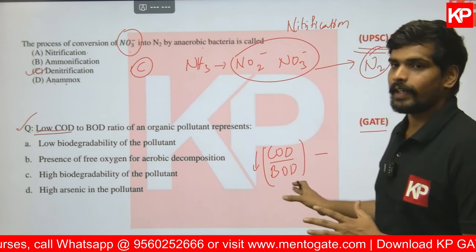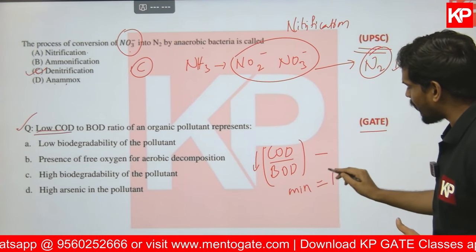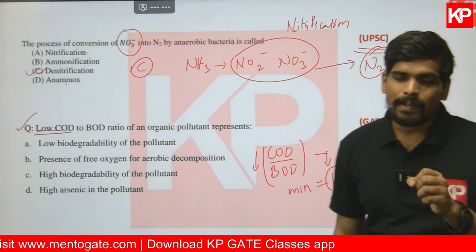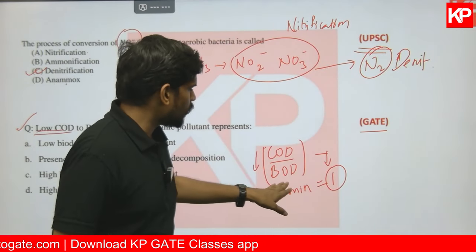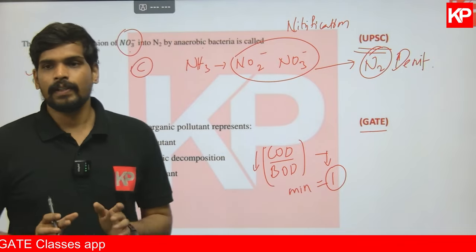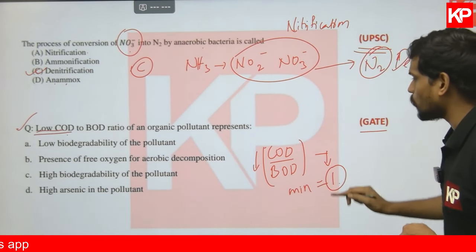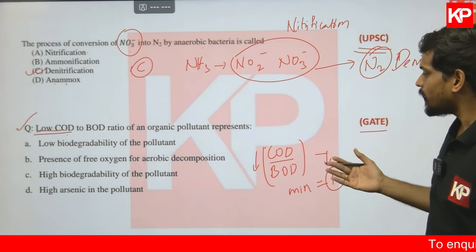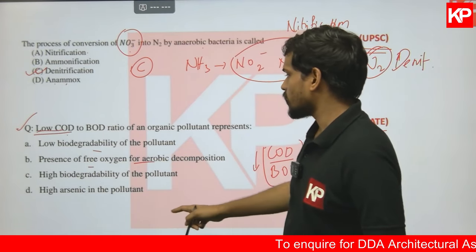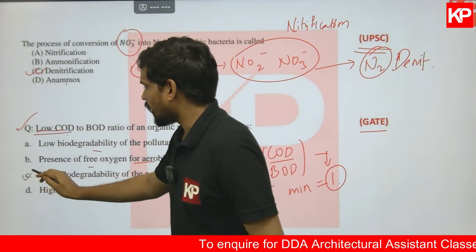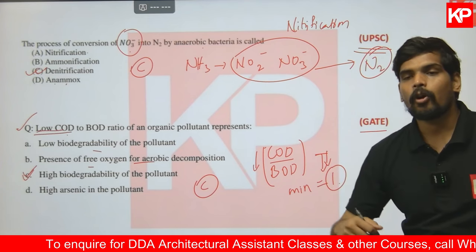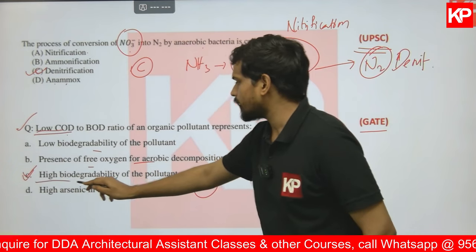COD to BOD ratio: what is the minimum value of it? Its minimum value will be 1. If you check BOD to COD, the maximum value will be 1. But if you're checking COD to BOD ratio, the minimum value will be 1. It cannot be less than that, because the denominator cannot be more than the numerator in any case. COD, the numerator, is always high, so the minimum value is 1. They're talking about a low value, and a low value means it is coming close to 1. If the ratio is coming close to 1, the pollution present is highly biodegradable. The options were low biodegradability, presence of free oxygen, high biodegradability, high arsenic. So the answer is high biodegradability of the pollutant. If the ratio is close to 1, almost everything is biodegradable.